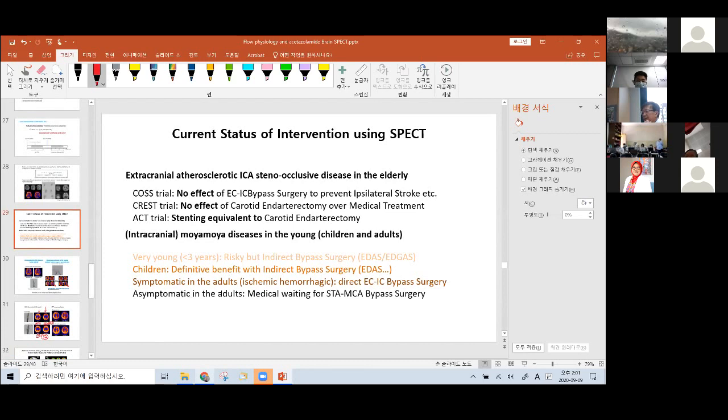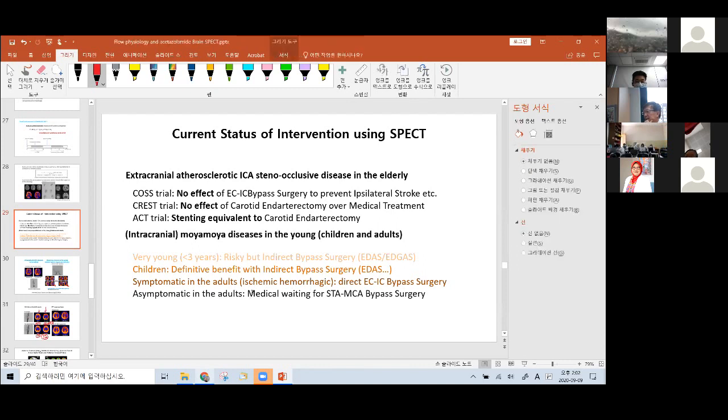And then what about the symptomatic adults, even with ischemic hemorrhage? Direct EC-IC bypass surgery was found to be helpful. And what about the asymptomatic in the others? In these patients, we are expecting someday the ischemic hemorrhage, or it may be uneventful. So there had been a controversy, but recently Samsung Hospital, Seoul, our colleagues have published a definitive recommendation: medical waiting at first, while repeating the Diamox study, and then find out the appropriate period for STA-MCA. It's a direct bypass surgery, and it is the best policy.